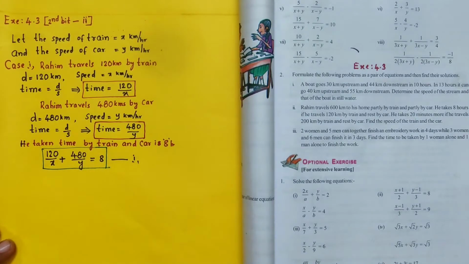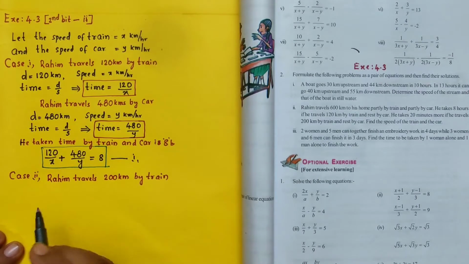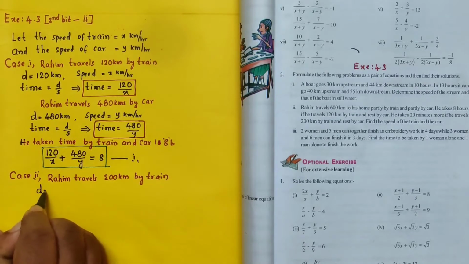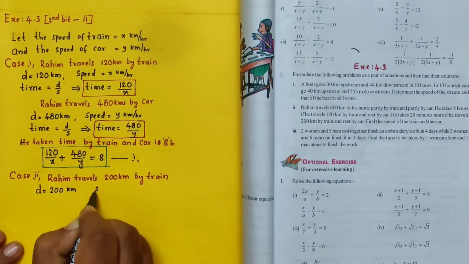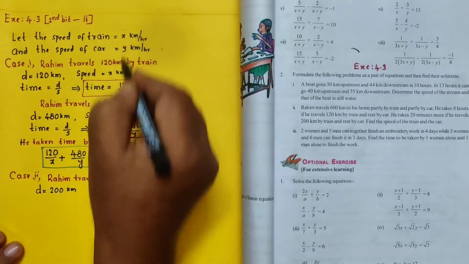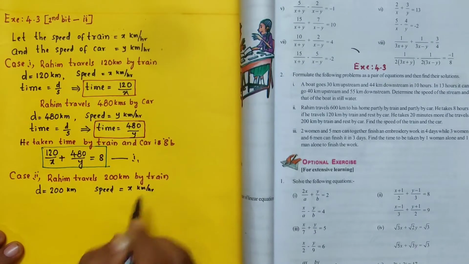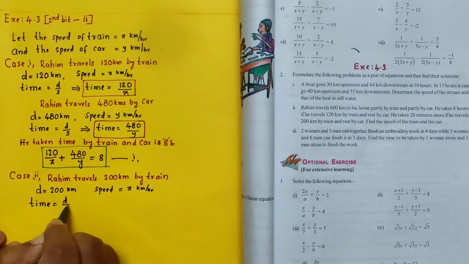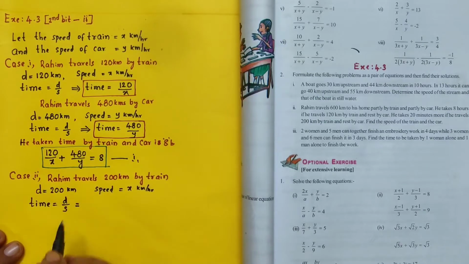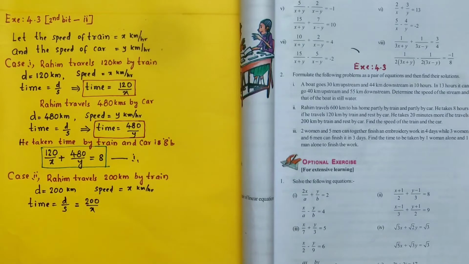Is it clear now? Right. Next, case two. Now Rahim travels 200 kilometers by train. So here distance is equal to 200 kilometers, and the speed of the train we already assumed as x kilometers per hour. The formula is time is equal to distance by speed, that is 200 by x. Okay, is it clear?